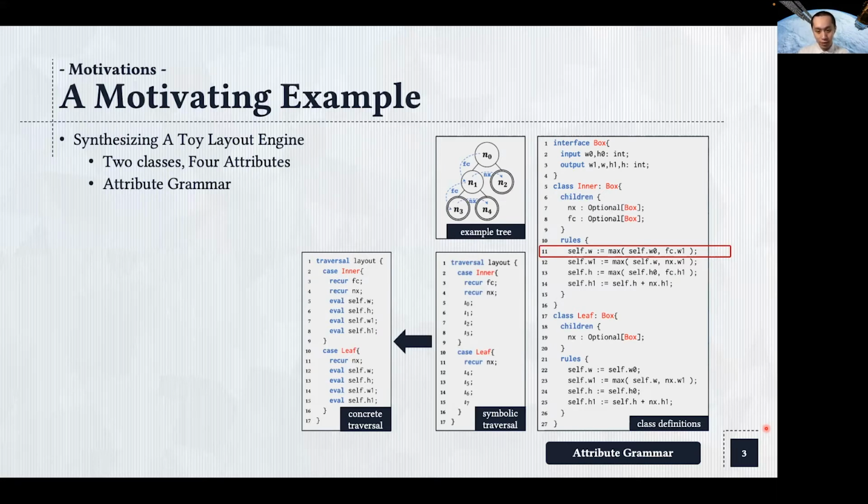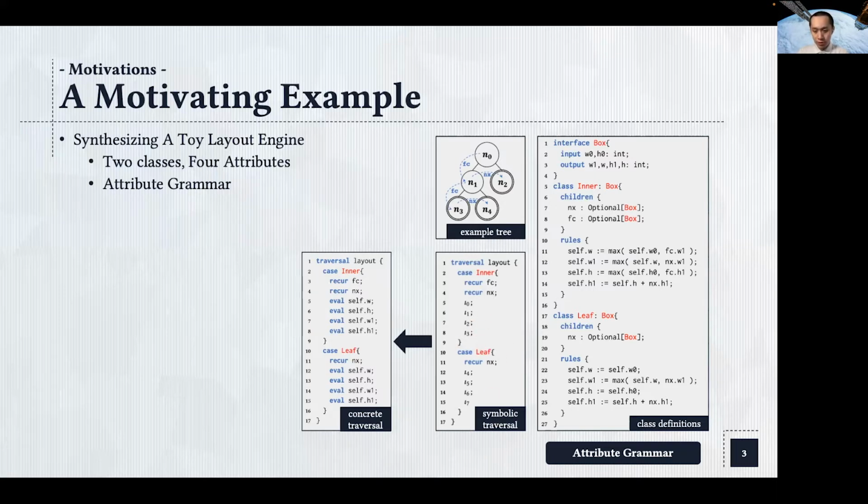In addition, the user could also provide an incomplete version of the traversal, as you can see here. We call it a symbolic traversal. It's essentially a skeleton of the traversal, where the user can specify some higher level structure of the traversal and leave some other traversal details as holes or slots that are yet to be filled in by the algorithm.